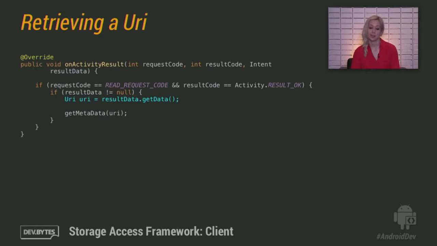Retrieving a URI is also the same as before. We get a callback in onActivityResult. We check the request code matches, and the result came back OK. Now, we don't get back the specific document directly here. We get a URI pointing to it using intent getData. If you've done this before with the getContent or pick intents, nothing's changed.